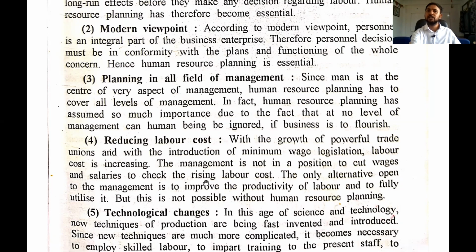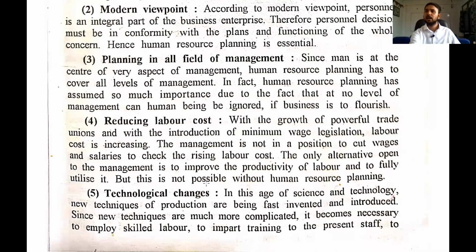Fourth point is reducing labor cost. How can we reduce the labor cost? With the growth of powerful trade unions and with the introduction of minimum wage legislation, labor cost is increased. The management is not in the position to cut wages and salaries to check the rising labor cost. So management cannot cut the wages and salaries by themselves. There are certain rules.